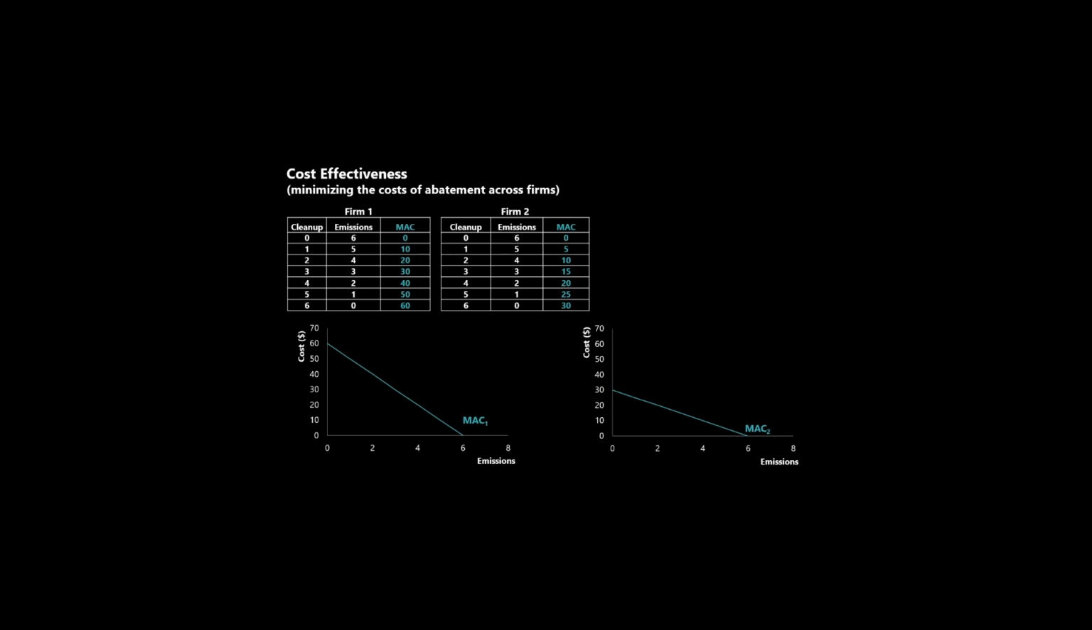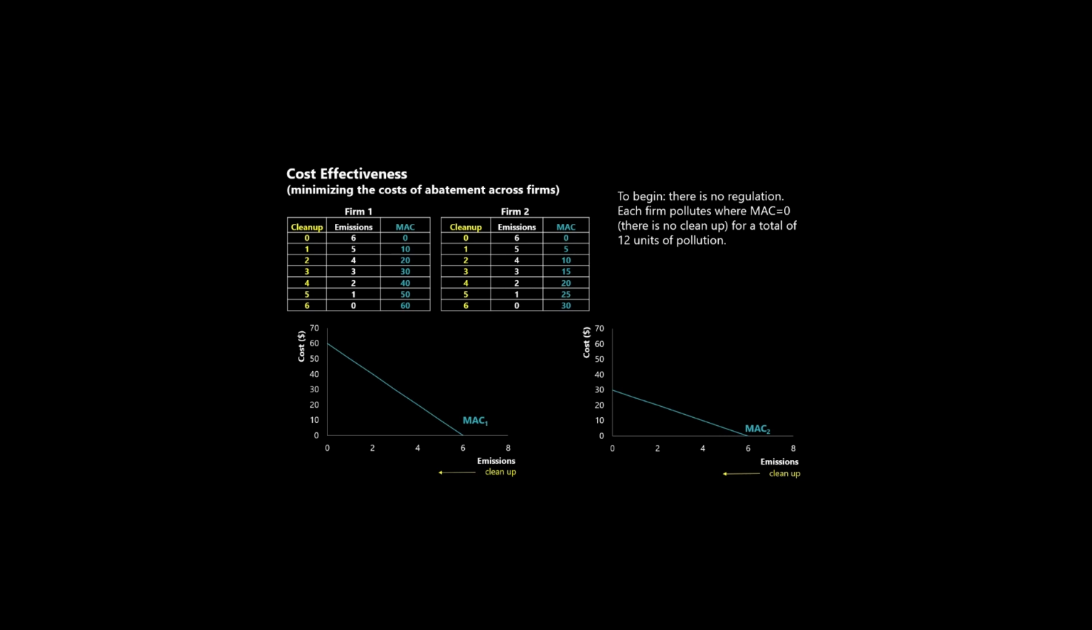These marginal abatement cost curves have shapes that we've introduced in previous videos, and I've mapped them out separately for each firm. Firm 1 is on the left and Firm 2 is on the right. You may recall emissions increase along the x-axis, and cleanup operates in the opposite direction. So cleanup increases as we reduce emissions.